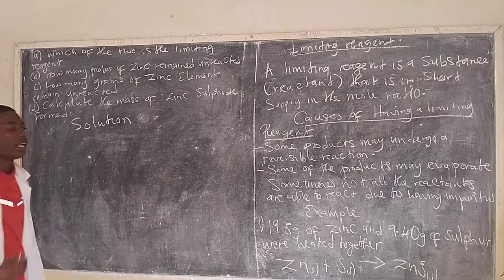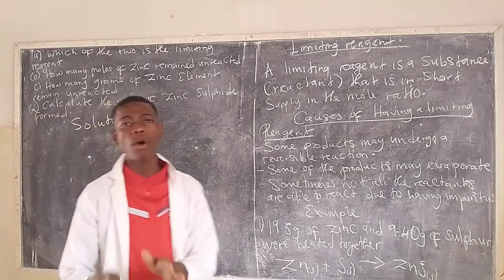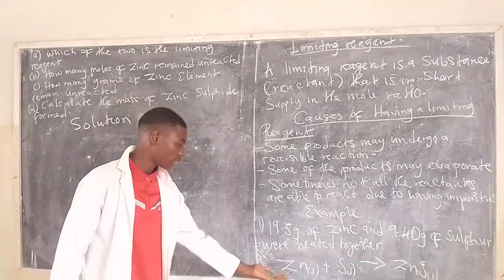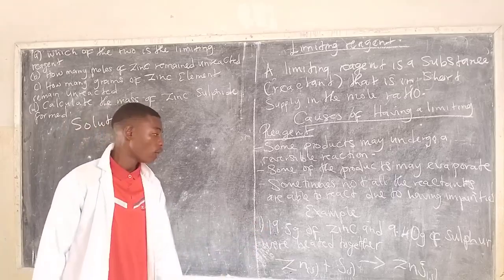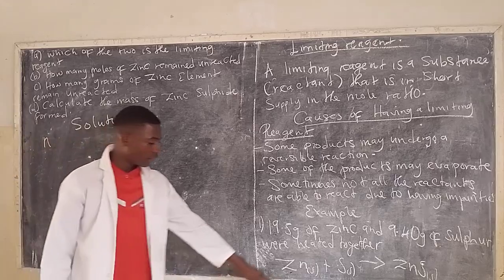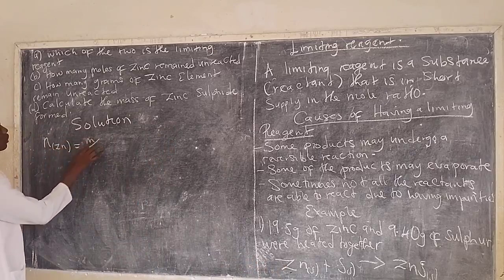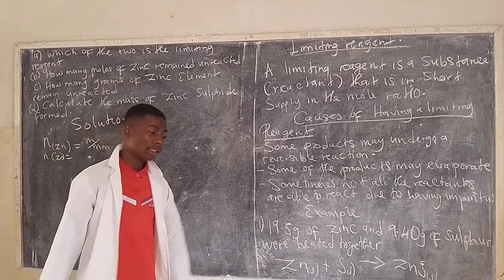So how do we find the limiting reagent? This is the procedure. The first thing we need to do is find the number of moles in each of the reactants. Looking at this balanced chemical equation, we are going to consider the masses that we are given. So we need to find the number of moles of zinc, which is equal to the mass over the molar mass.